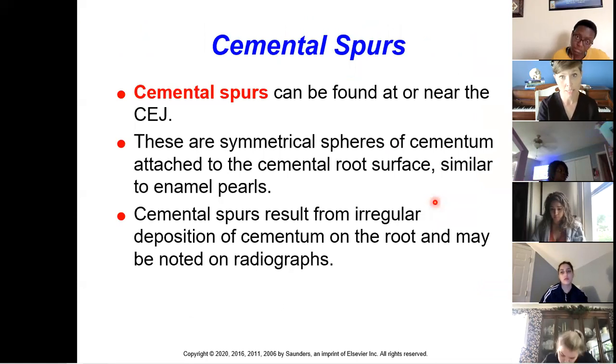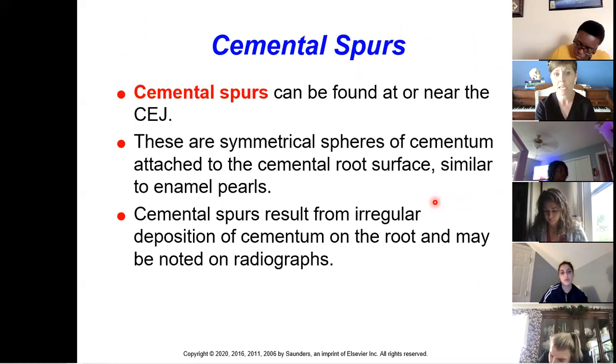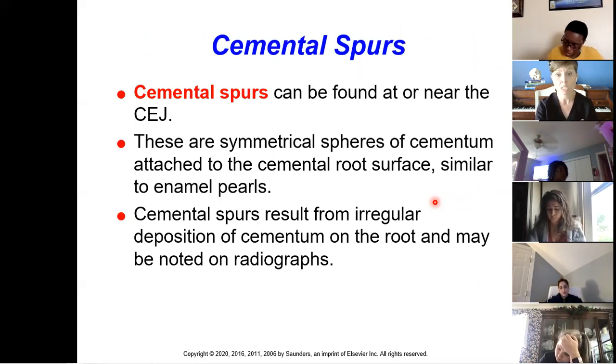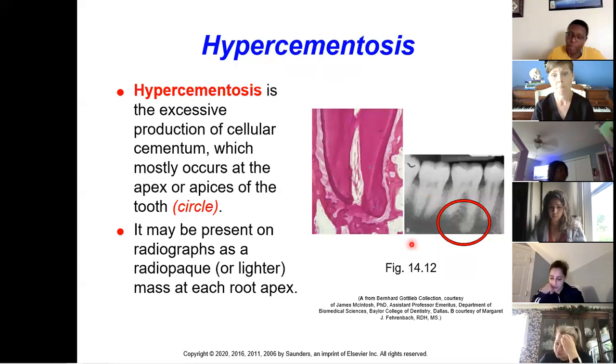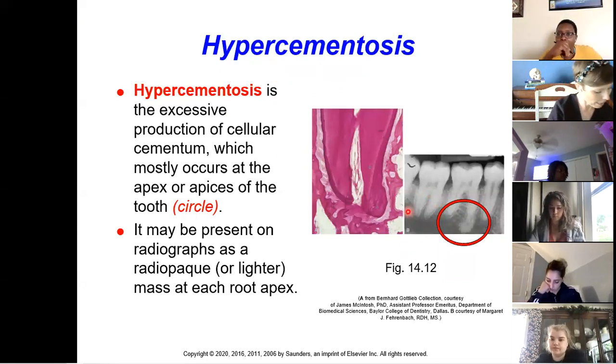Cemental spurs can be found at or near the CEJ. These are symmetrical spheres of cementum attached to the cemental root surface, similar to an enamel pearl. These spurs can result from irregular depositing of cementum on the root and may be noted on radiographs. So there's not a picture of that. In this one is hypercementosis.